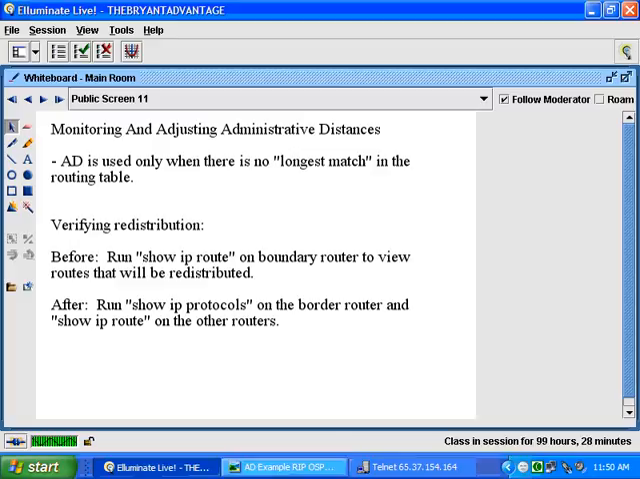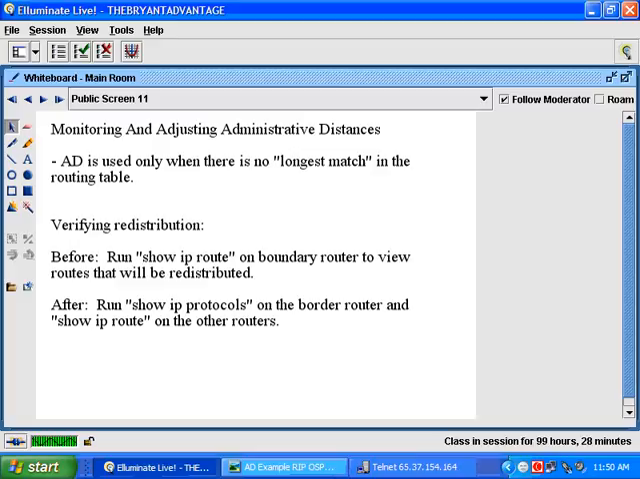As far as verifying redistribution, you want to verify before and after. On your boundary router, the one that's actually going to perform the redistribution, you always want to run show ip route to take a look at the routes that you're going to redistribute. Because here we've only got one. We're kind of tracing that one as it travels through the network. But you may have 50, you may have 100, and you may not want all those routes to be redistributed. We're going to show you how to filter those later in this video. But for right now, we're going to run show ip route on 3 to make sure it has the route.